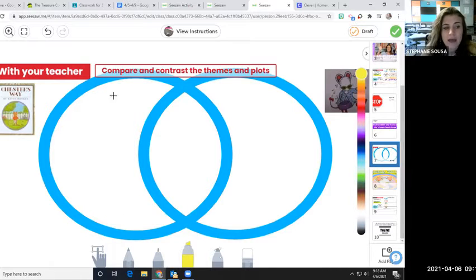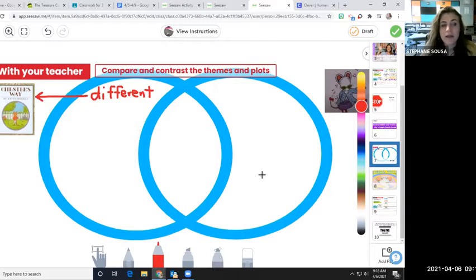When we compare out here, we're going to say what is different, and I want you to go ahead and write that with me. What is different about Chester's Way? Meaning, what can we learn only from Chester's Way? What are we going to read about only in Chester's Way? It's not in Lily's Purple Plastic Purse.